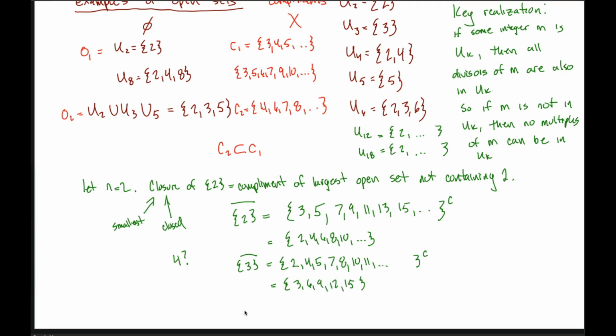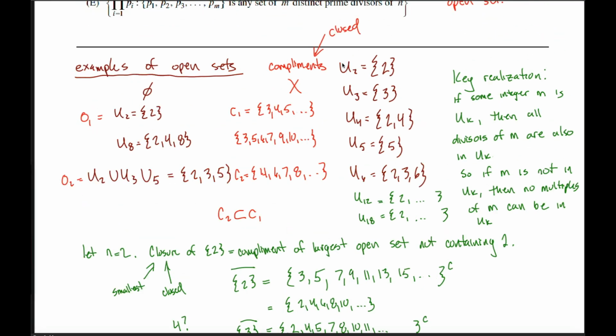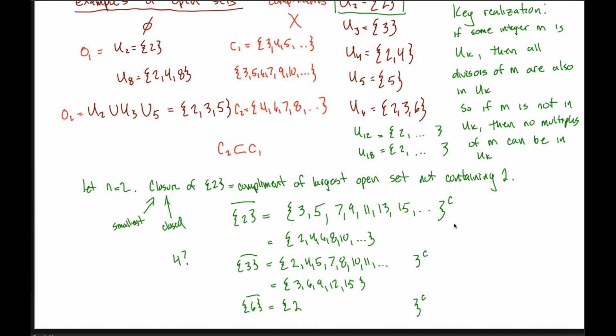What would be the closure of the set containing the element 6? Well, it's going to be the complement of some set, specifically the largest open set that does not contain a 6. Can it contain a 2? You might think no, because 6 is a multiple of 2. No, that's backwards. It's totally possible for this to contain a 2. How? Well, just consider U sub 2. This doesn't contain any 6's, so there's no problem with throwing this in the union to create this largest open set not containing a 6.